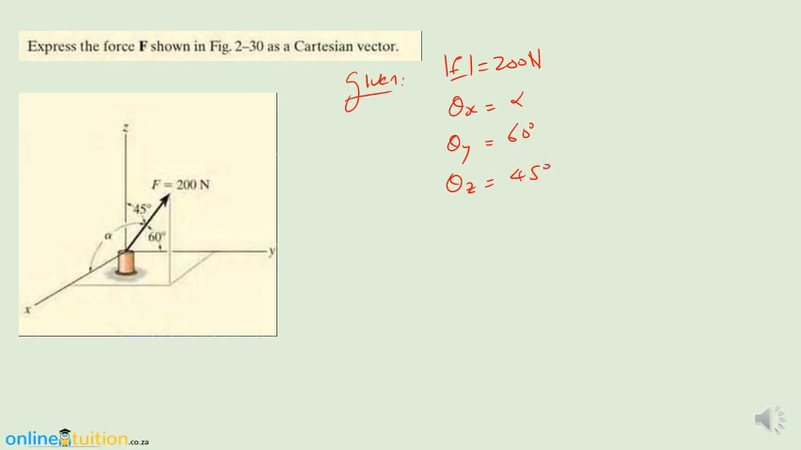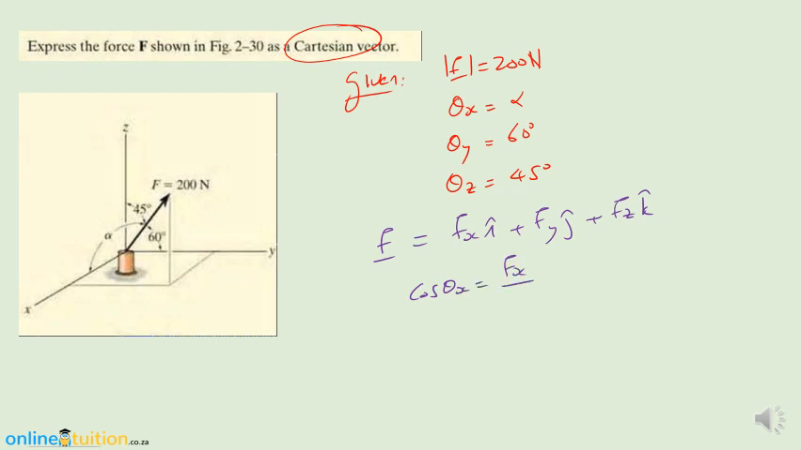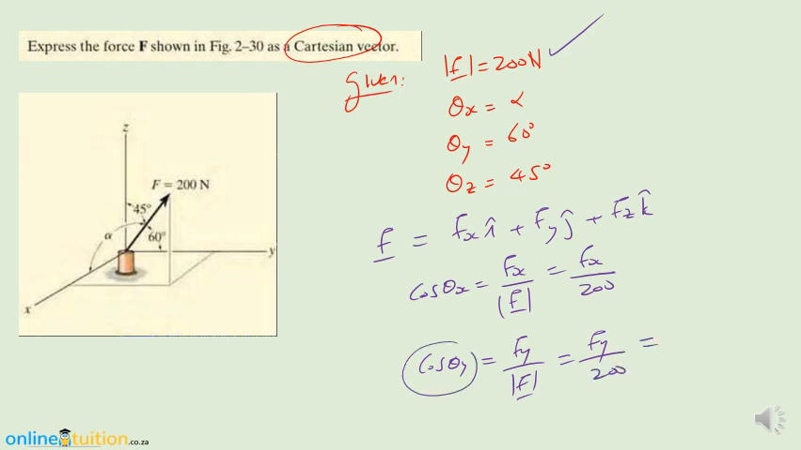Now, we need to write this force F in Cartesian form. What does that mean? Well, Cartesian form is to take this force F and write it as Fx i plus Fy j plus Fz k. But what is Fx? Well, recall cos theta x is Fx over the magnitude of F, which is Fx over 200. Cos theta y is Fy over the magnitude of F, and that is Fy over 200. But what is cos theta y? Be careful, it's cos of 60 degrees, which, if you remember, is a half.